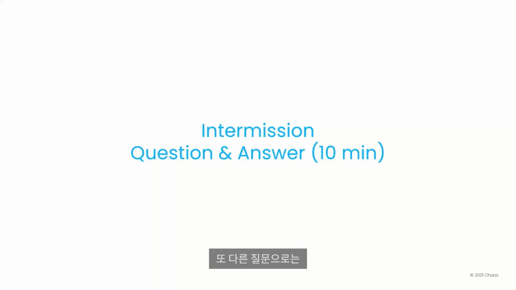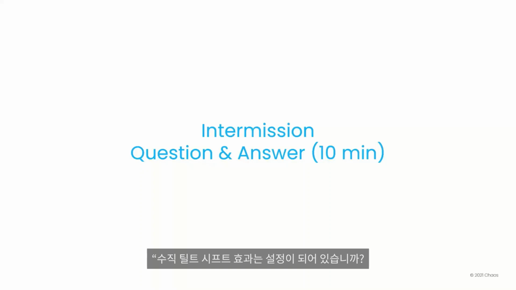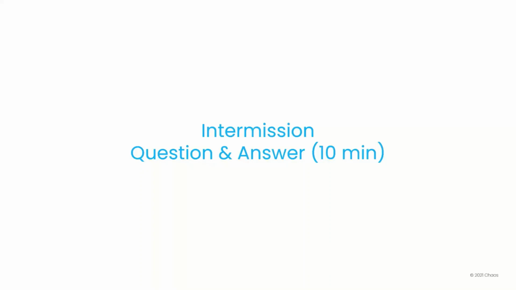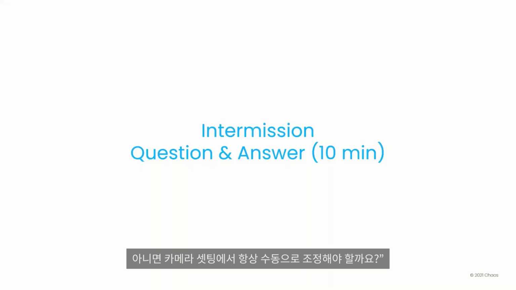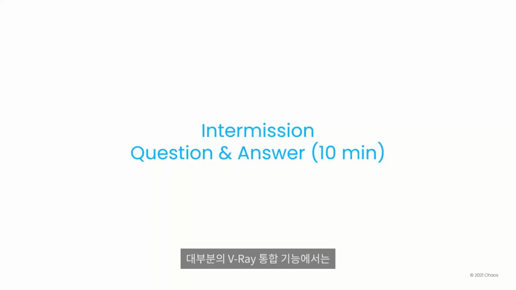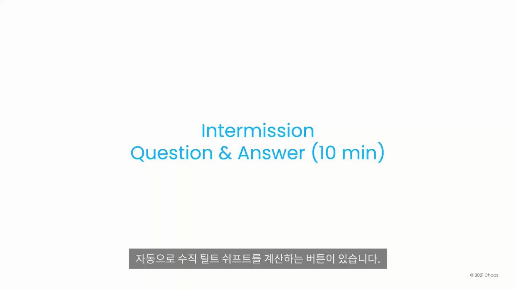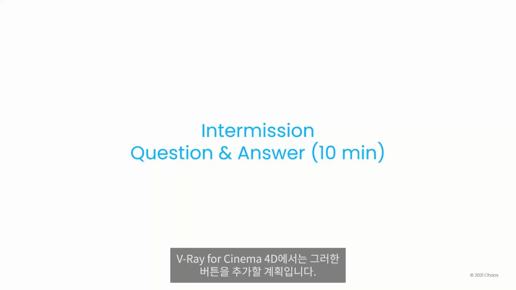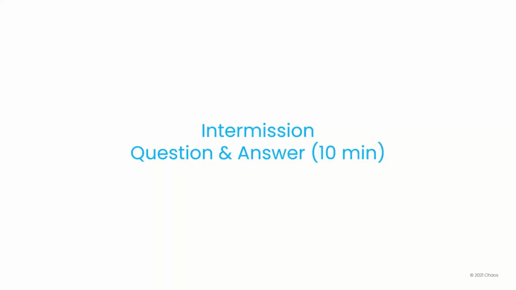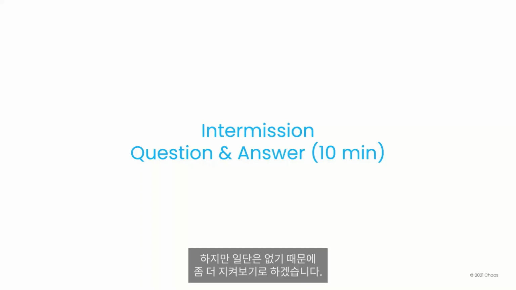Right, there's another question here. Right verticals, tilt shift. Is there a simple setting, or has it always to be adjusted manually in the camera settings? In most of the V-Ray integrations, we used to have a button that automatically calculates the vertical tilt and shift. We do have in our plans to add such buttons in Cinema 4D, in V-Ray for Cinema 4D. But for now, it's not there, so stay tuned for that.